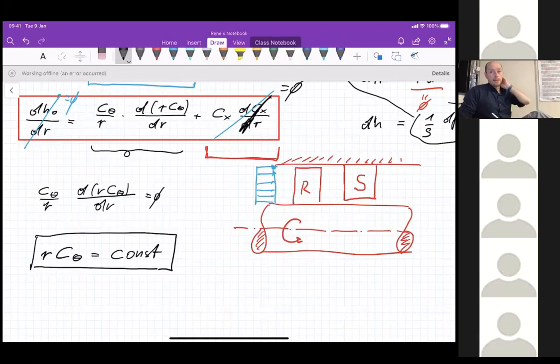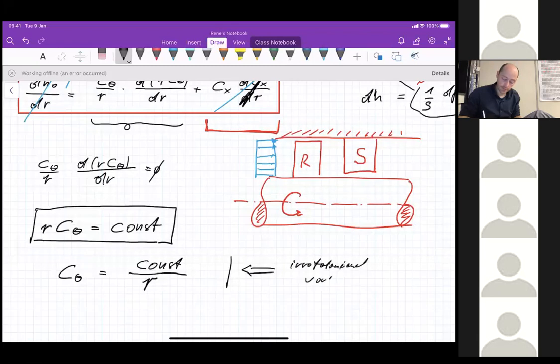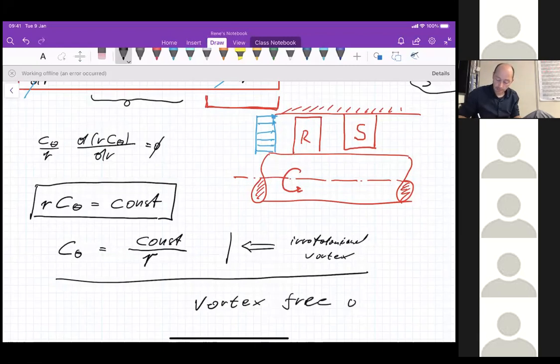And also, again, in AFD, you are discussing this, or you have discussed it already, I don't know, that if C theta equals a constant divided by the radius, it's called an irrotational vortex, or vortex-free design. This thing will be called vortex-free design.